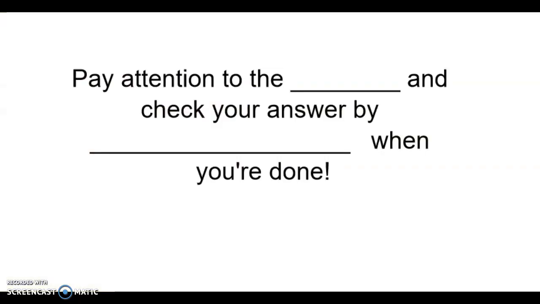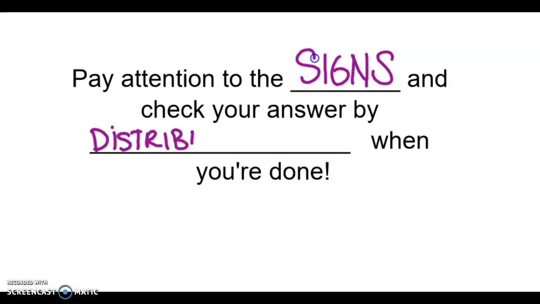Cool. Before we go on and do some examples with negatives, I want you to fill in the blanks here. Here are your hints. Pay attention to the signs, those positive and negative signs as you go. And then always check your answer by distributing. When you're done, once you get an answer and you think it's factored, distribute it back to check and make sure you get the original problem back again. That's how you check your answer.